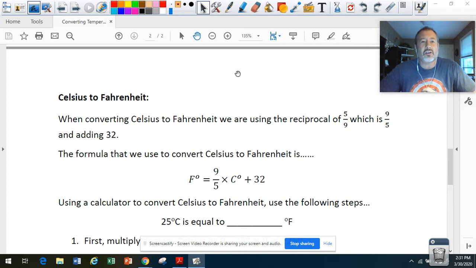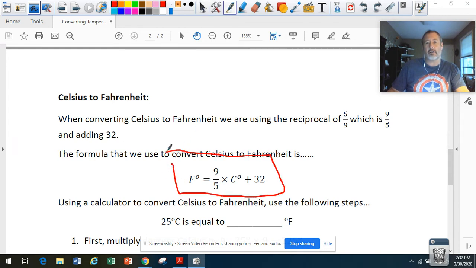It says, when converting Celsius to Fahrenheit, we are using the reciprocal of 5/9. Remember, the reciprocal, we flip that fraction there. So we're now going to use 9 over 5. And this time, instead of subtracting 32, we're going to be adding 32, but we're going to be doing everything in a different order here. So as you take a look here, here is the formula that we are using to figure out the Fahrenheit. So Fahrenheit is equal to 9/5 times our degree in Celsius. Then at the end, we add our 32.